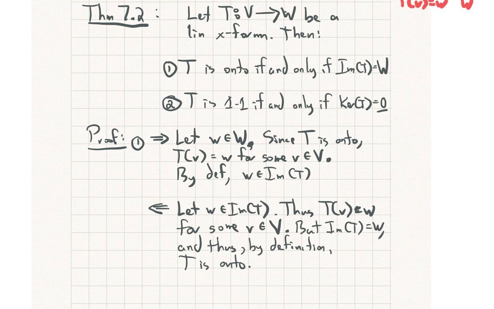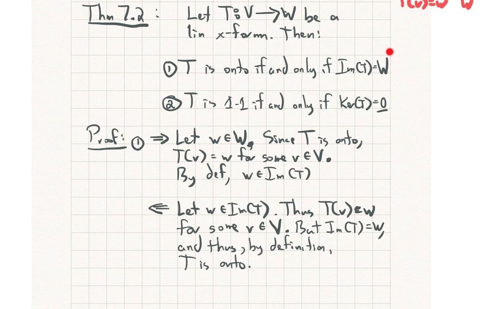Let's prove that if T is onto, then the image is everything. So we have this onto transformation T, and we're going to pick some w in our codomain. Since T v equals w for some v, that's because T is onto. So that's literally the definition of being in the image. So you can see that the image and onto are very related.